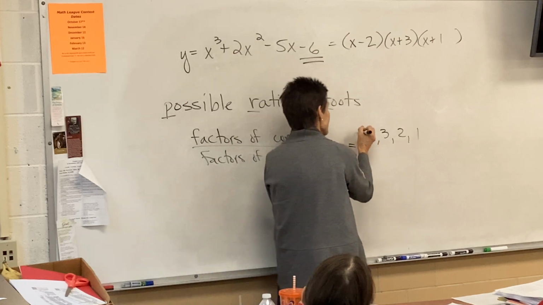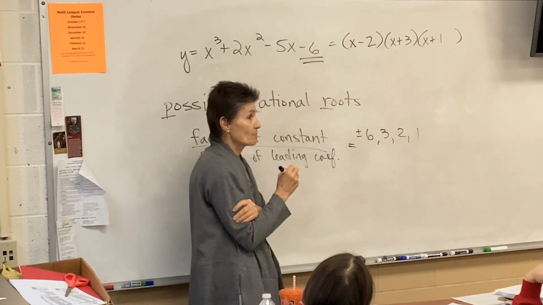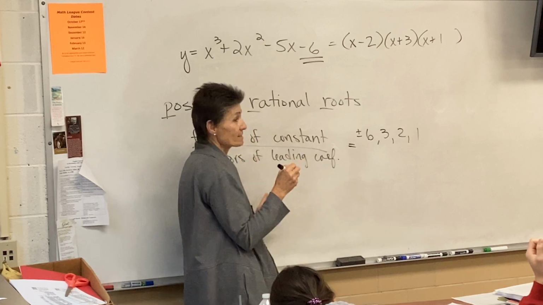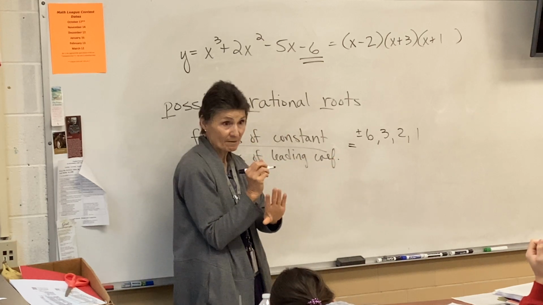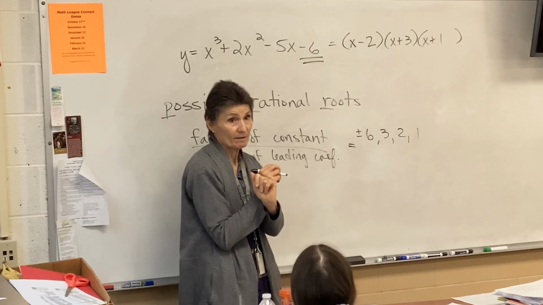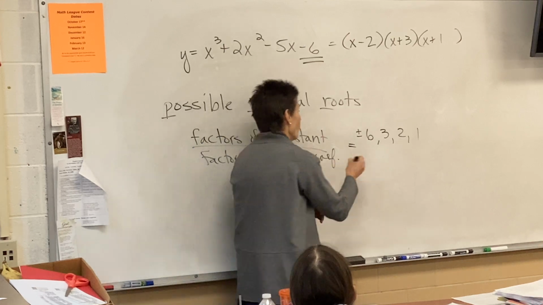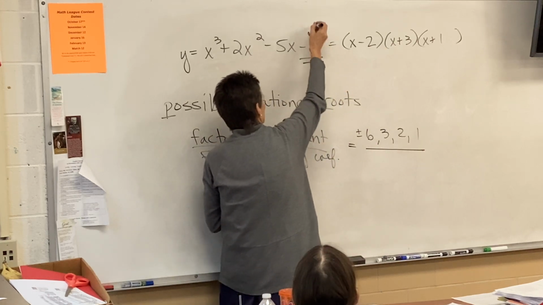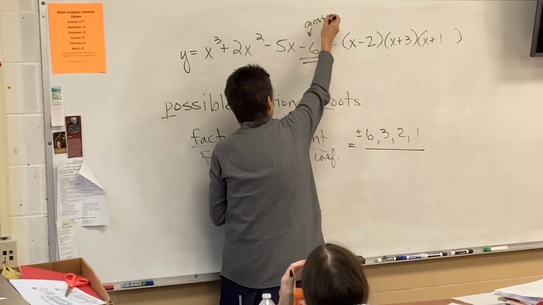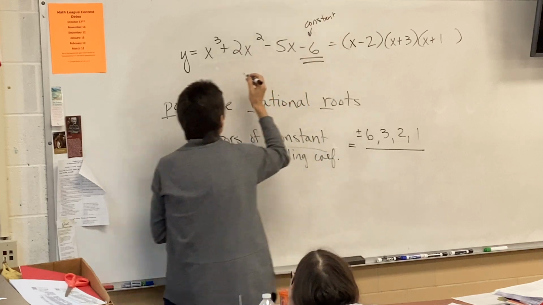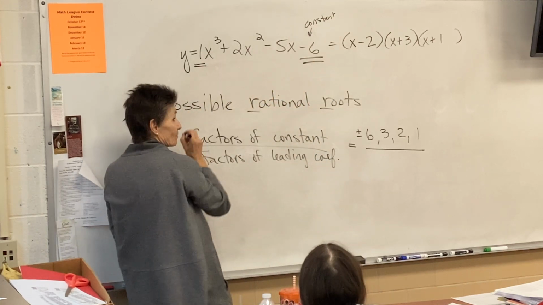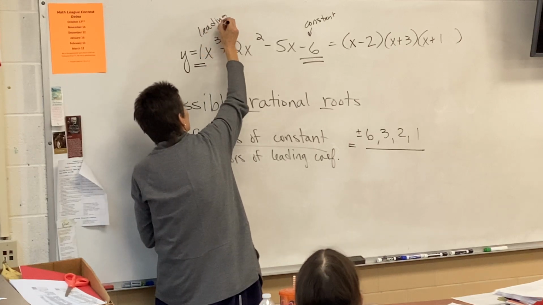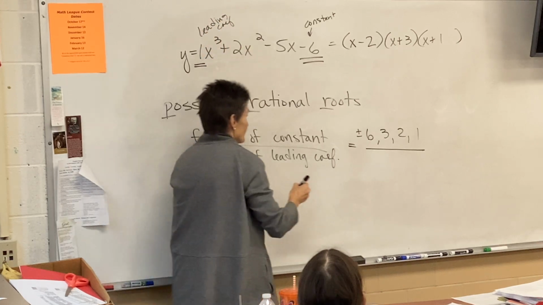And we always must include plus or minus because we can pick positive numbers and negative numbers. When we were guessing, we only guessed positives, but we could have guessed negatives. What's the leading coefficient? This guy right here. And that's just 1.